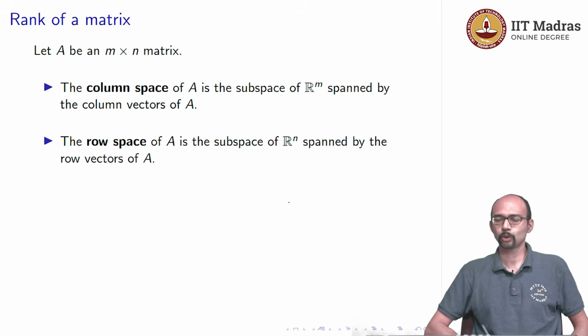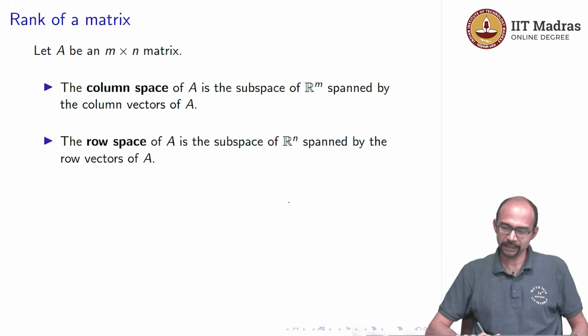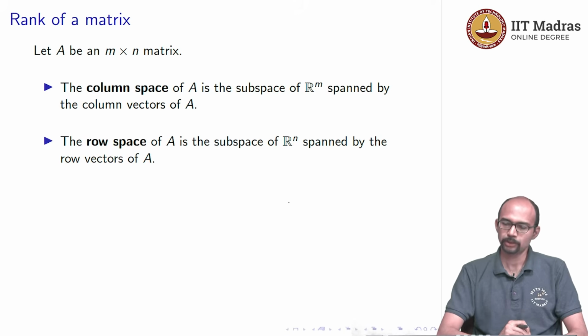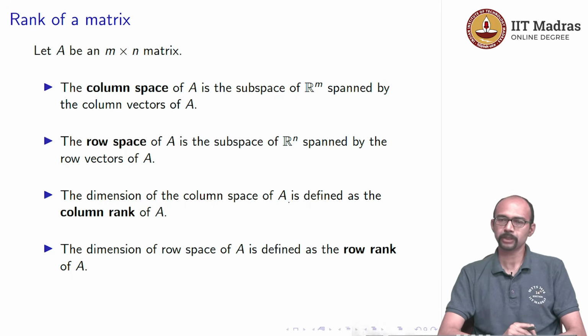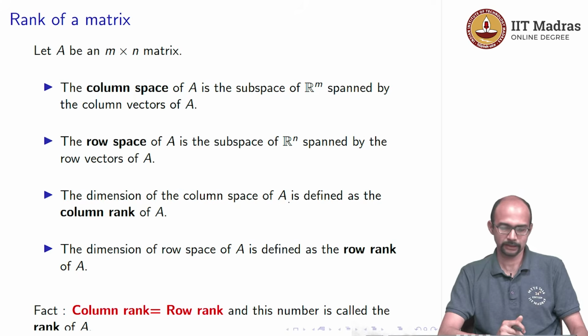Similarly, we can talk about the row space. This is the subspace of R n. So, you take the rows of A and you take the span of that. That is the row space. The dimension of the column space of A is defined as the column rank of A. The dimension of the row space of A is defined as the row rank of A.